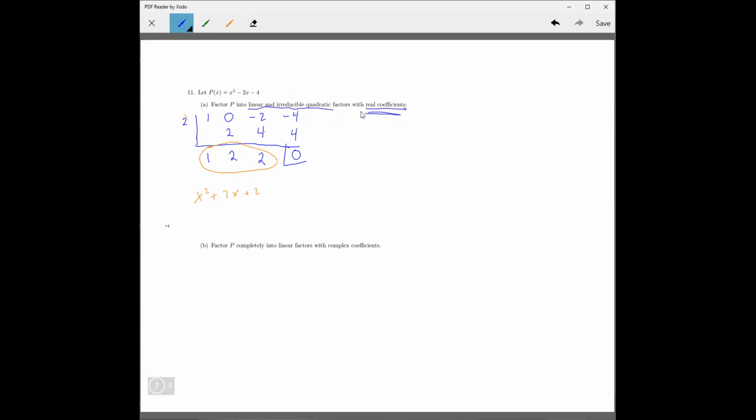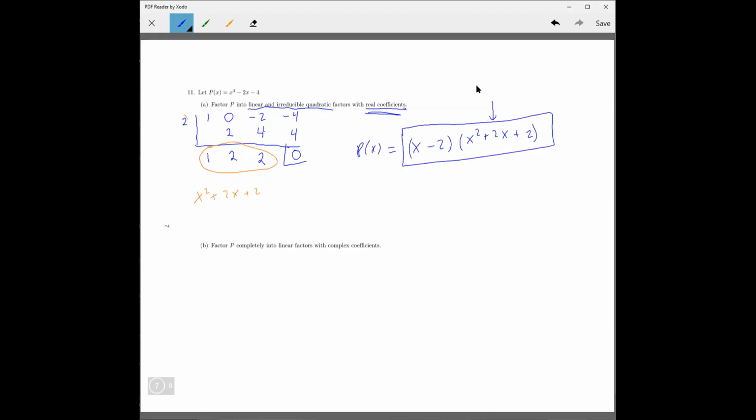So if you want, this is what this means. If it's real coefficients, then this is going to factor into x minus 2. That's from the 2 being a 0, the multiplicity 1, so it's just that. And then this piece right here. Okay. So x minus 2 times x squared plus 2x plus 2. Okay, that's factoring it into a combination of linear and irreducible quadratic factors with real coefficients.